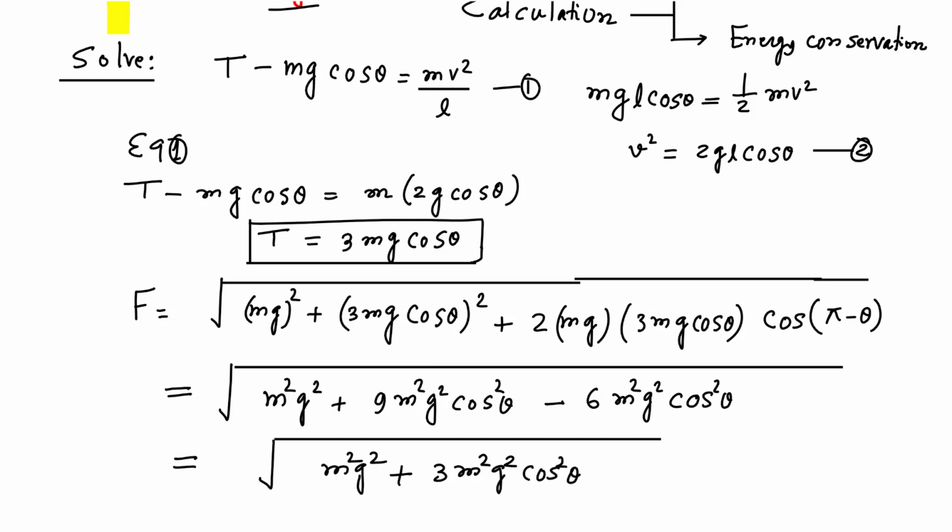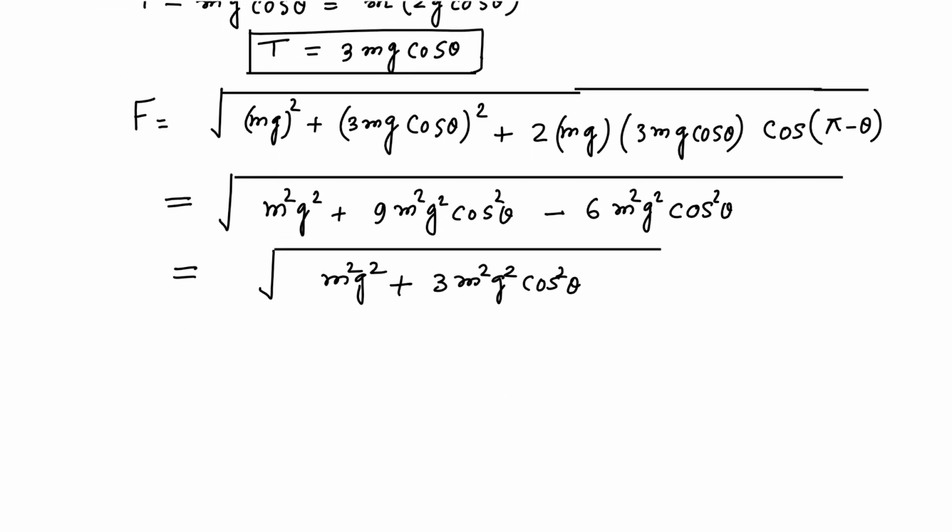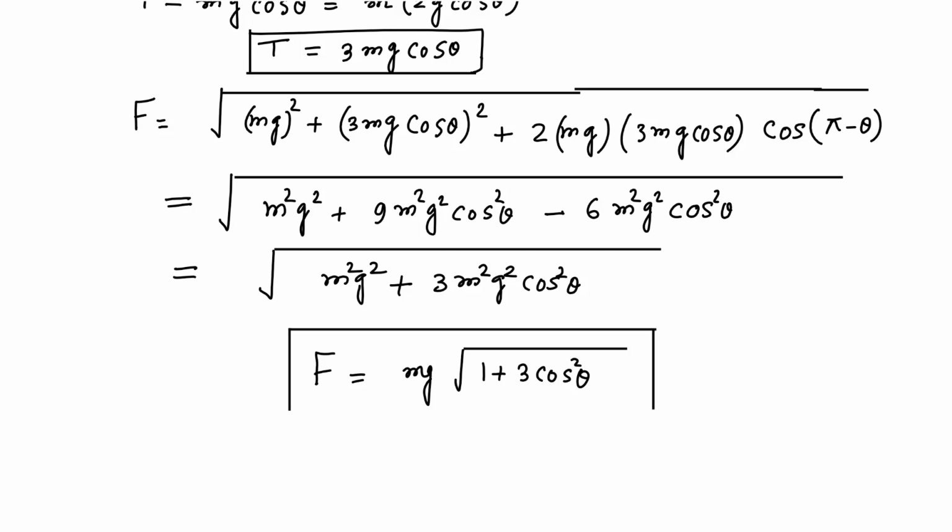Or the other way we can say this resultant force in this case is equal to, if I take mg common, square root of 1 plus 3 cos square theta. So this is the resultant force that the bob will see at any given theta.